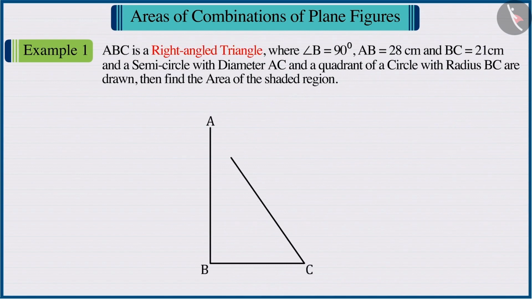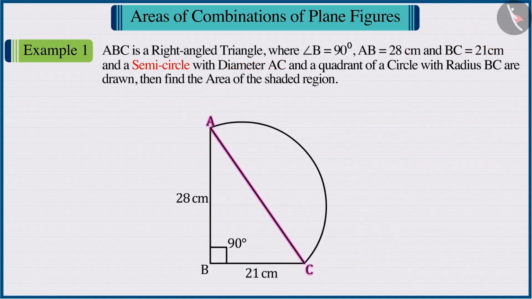ABC is a right-angled triangle, where the measure of angle B is 90 degrees. AB equals 28 centimeters and BC equals 21 centimeters. And a semicircle with diameter AC and a quadrant of a circle with radius BC are drawn. Can you find the area of the shaded portion?